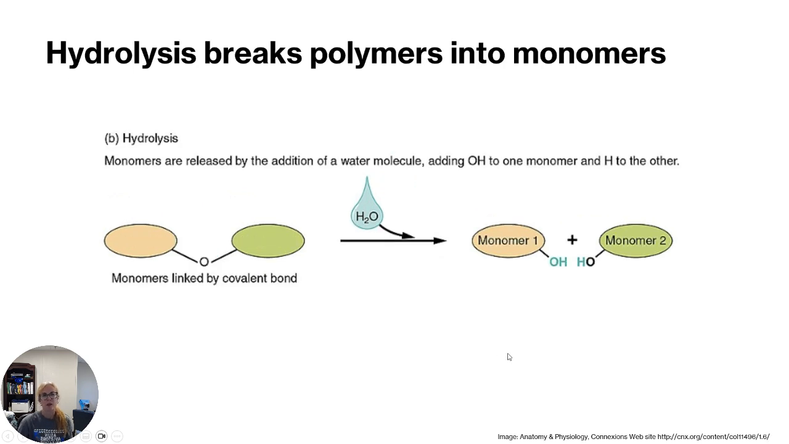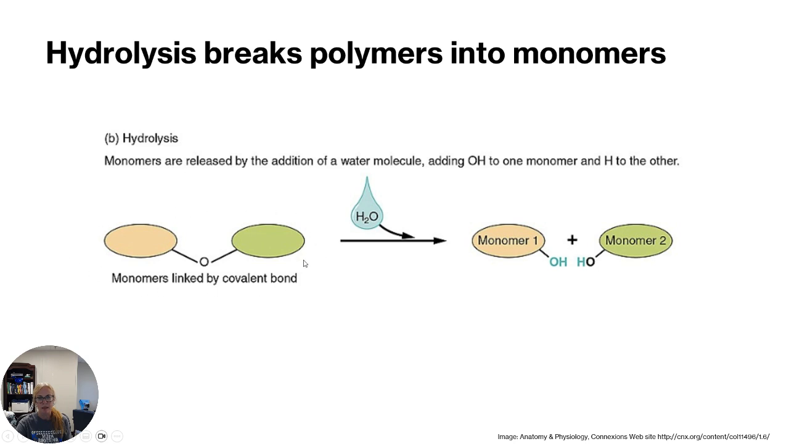Hydrolysis reactions split polymers into monomers. So hydrolysis, the word hydro means water, lysis means to split, so splitting using water. So it's breaking polymers into monomers. Here was my monomer 1, linked by a covalent bond to monomer 2 to form this polymer. In this reaction, a water molecule is taken up in the course of the reaction, and it pushes the oxygen away, it splits it, and the hydroxyl now joins back with monomer 1, the hydrogen joins back with monomer 2, and we're back to having two distinct monomers rather than a polymer.